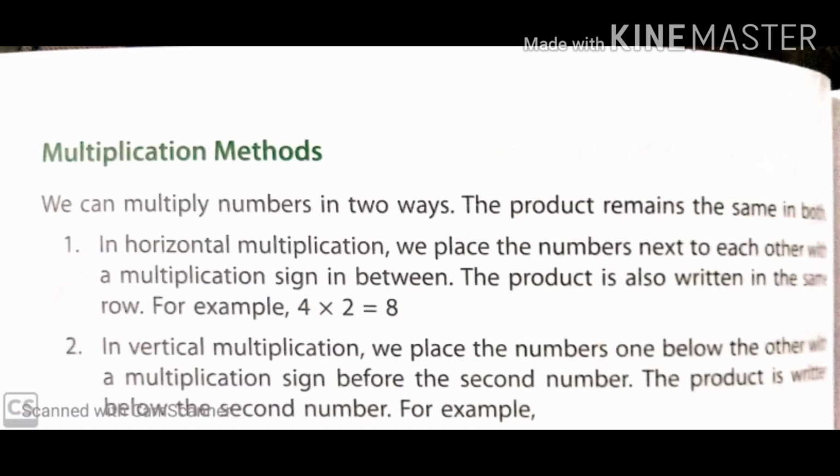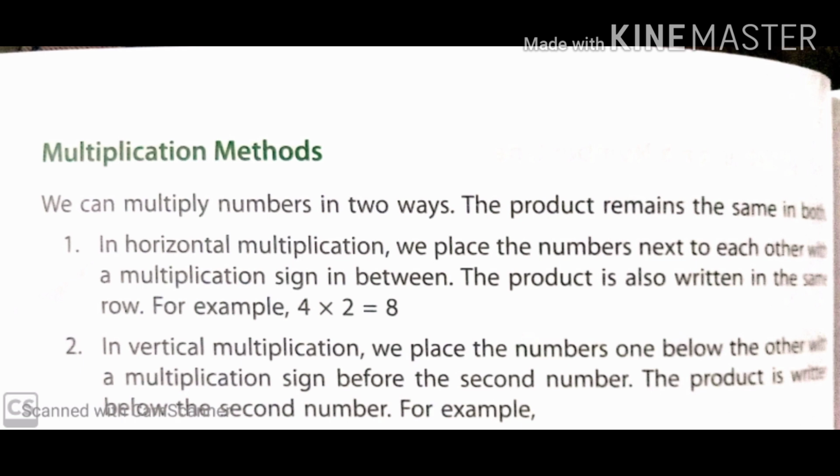Multiplication methods. We can multiply numbers in 2 ways. The product will remain same in both the ways. There will be no change in the product.